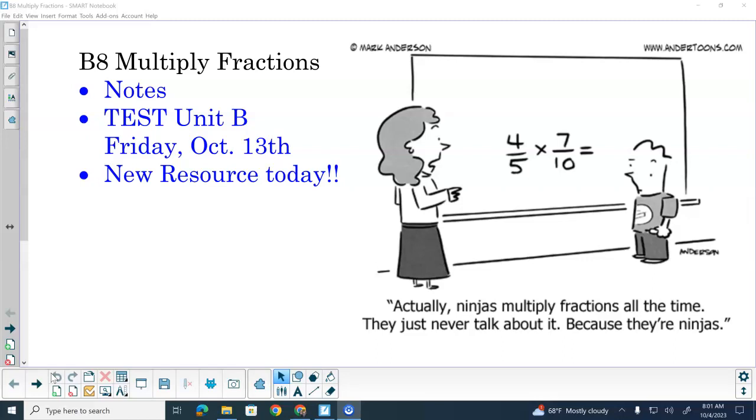B7 is also due at some point in time before you leave class in the next 54 minutes. Okay? So make sure that you turn that in. Okay?